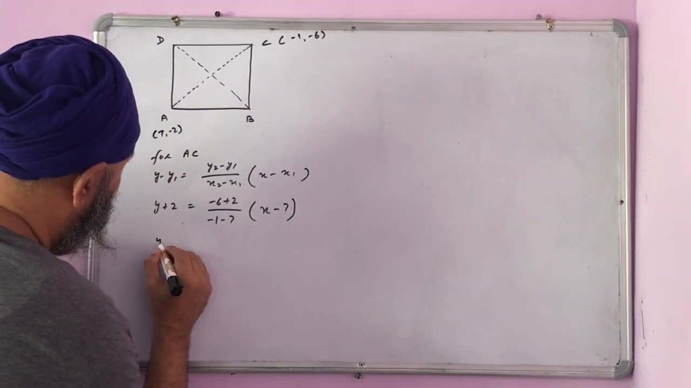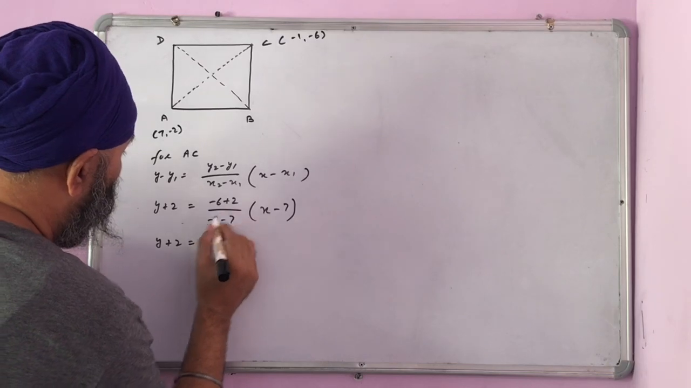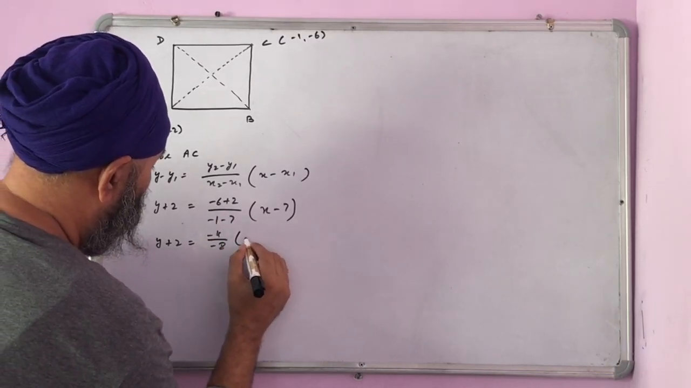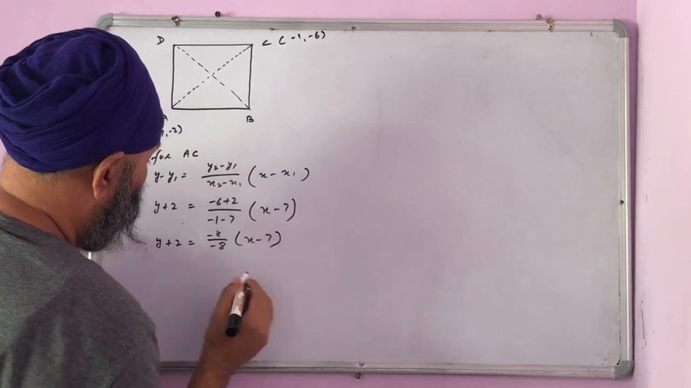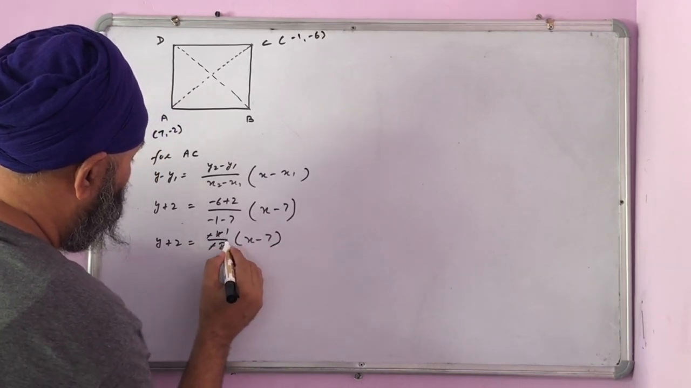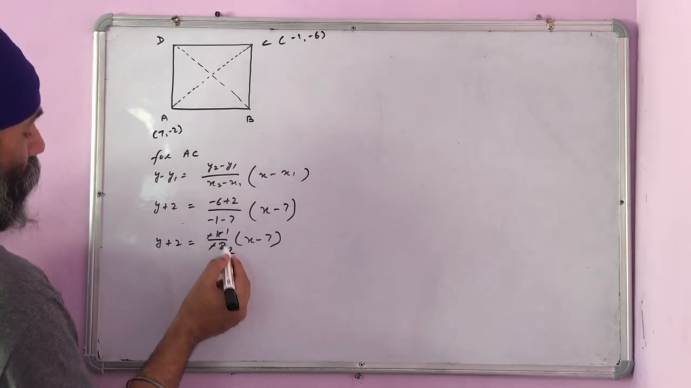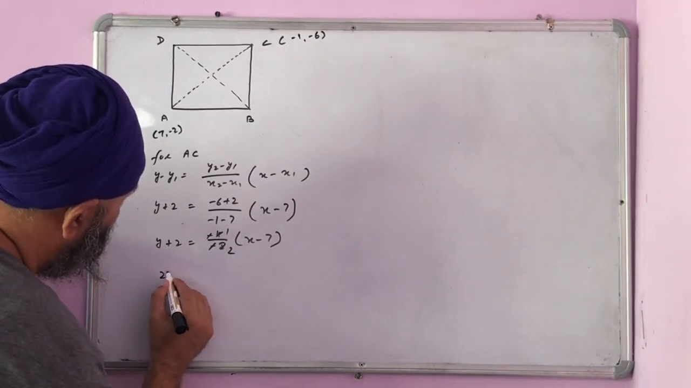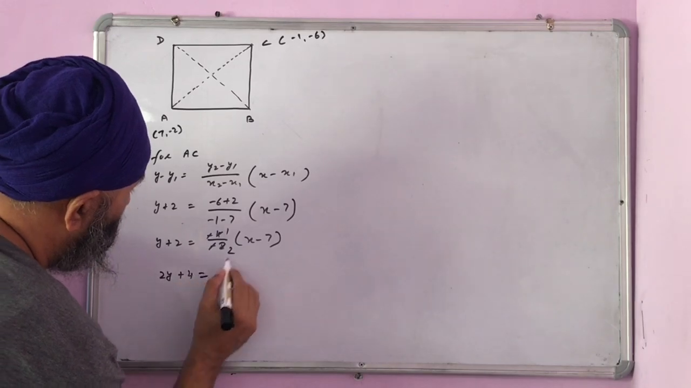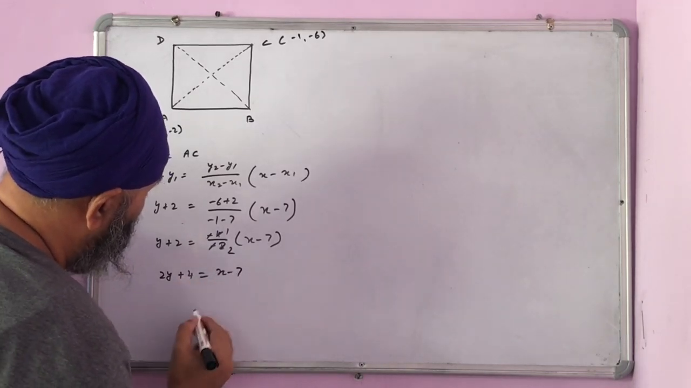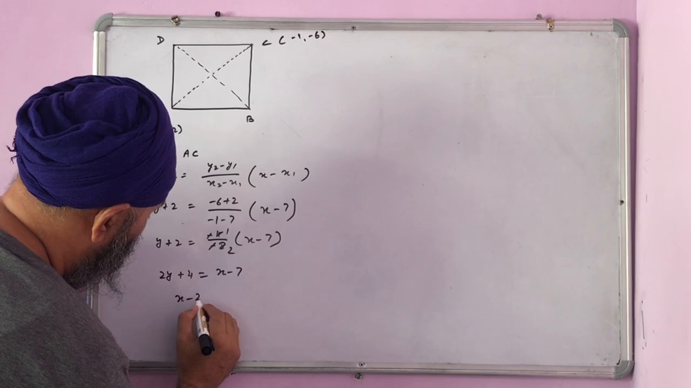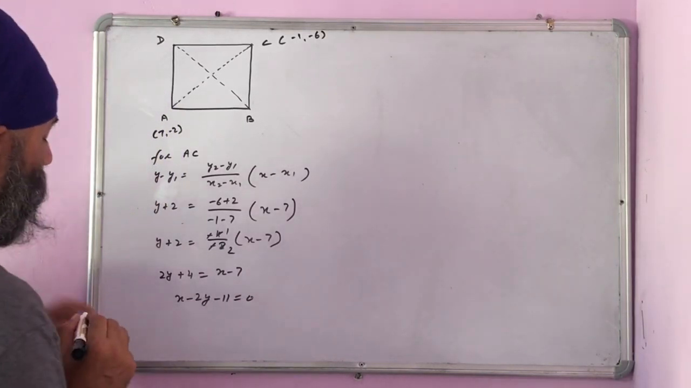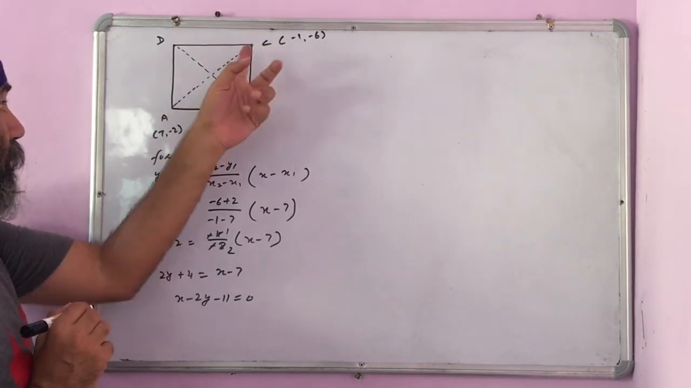So y plus 2 is minus 4 upon minus 8, x minus 7, minus minus cancel, 4 2 is 8, cancel with 2, so 2 will get multiplied here. 2y plus 4 is equal to x minus 7, or x minus 2y minus 11 is equal to 0. This is the equation for AC.